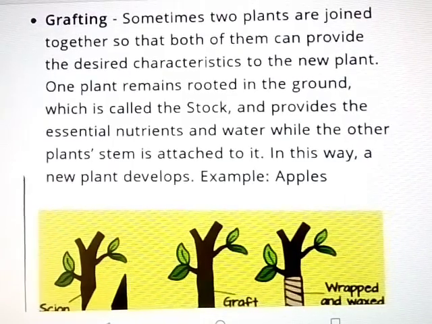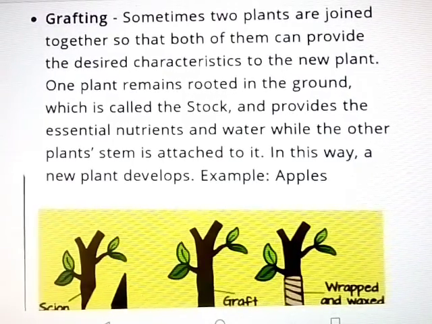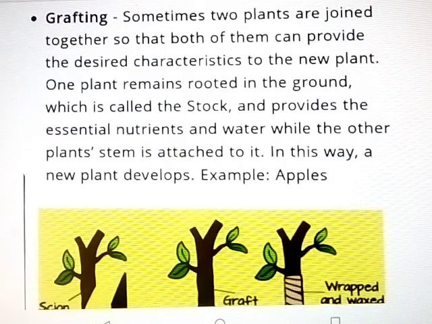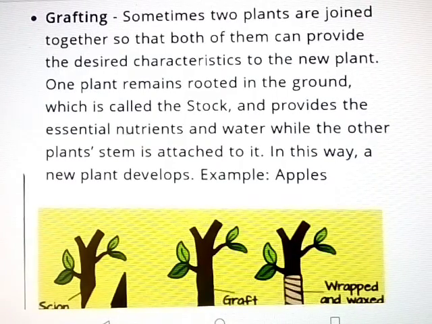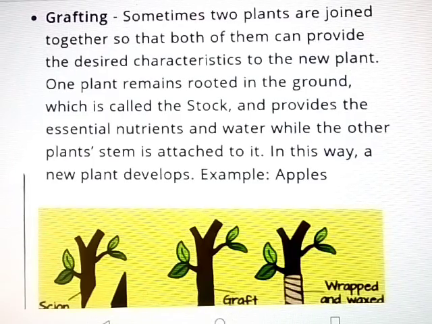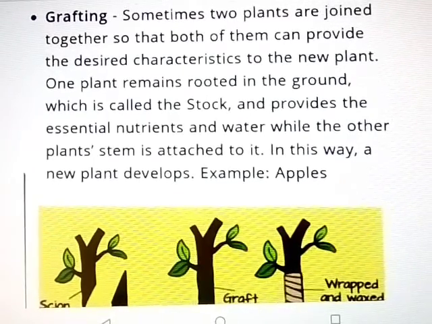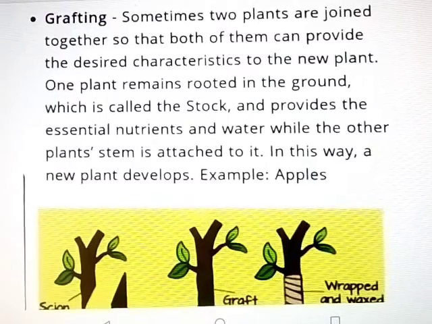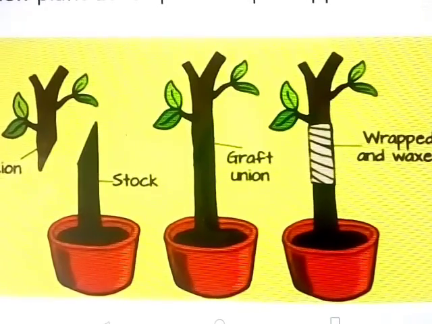One plant remains rooted in the ground, which is called the stock, and provides the essential nutrients and water, while the other plant stem is attached to it. In this way, a new plant develops. Example: apples.